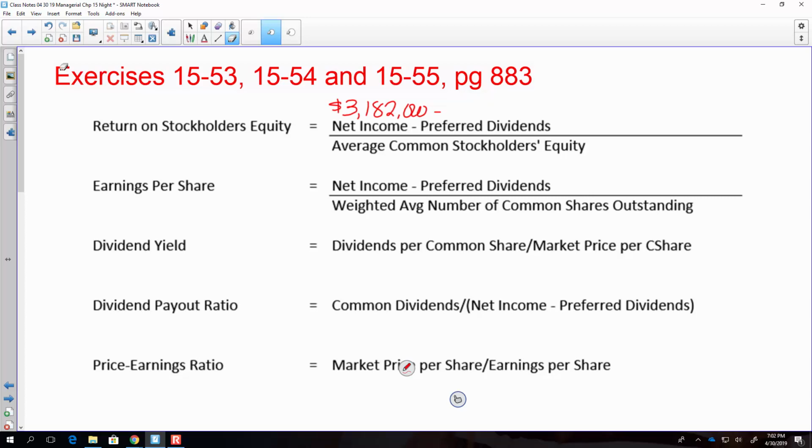What's our preferred dividend amount? 4 million times what percent? 8%. So I'm going to put the 8% times 4 million of preferred stock, which is how much money? 320,000, right? So I'm going to subtract that dividend out of the net income.